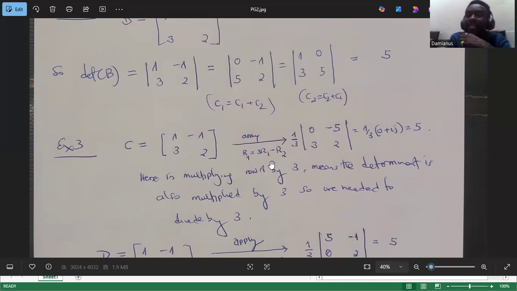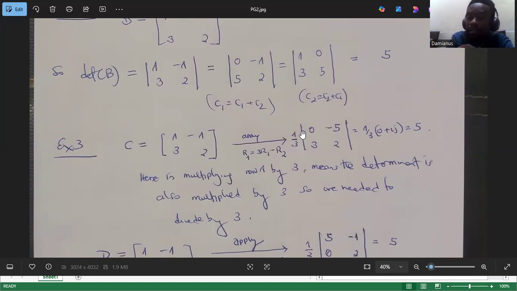But then how does that keep our determinant? No, because you see row 1 has been multiplied by 3. So that means we have multiplied our determinant by 3. So we need to divide by that 3. So we multiply by 1 over 3. So the determinant of this equals a third of the determinant of the new one.